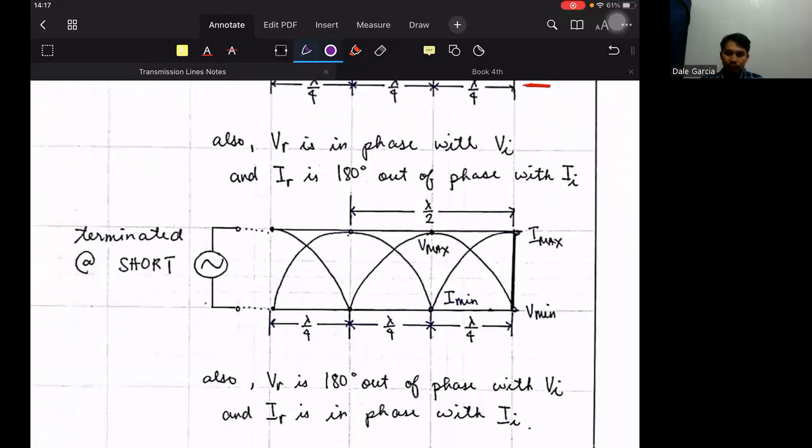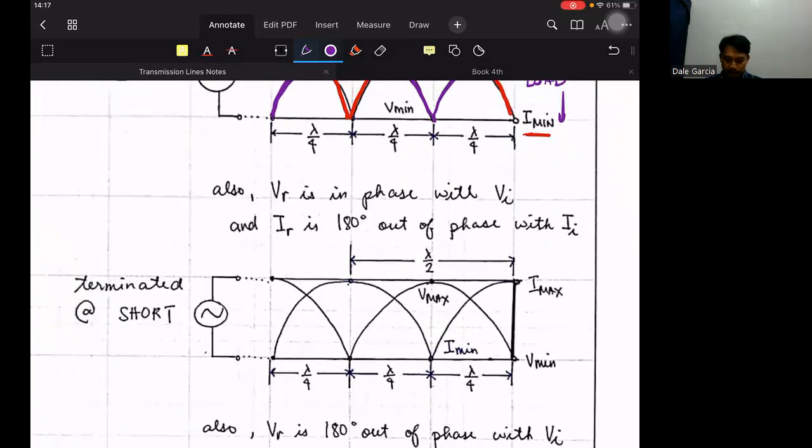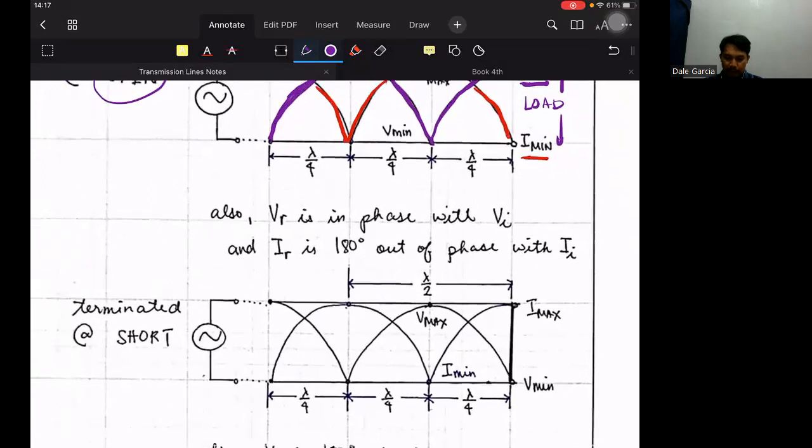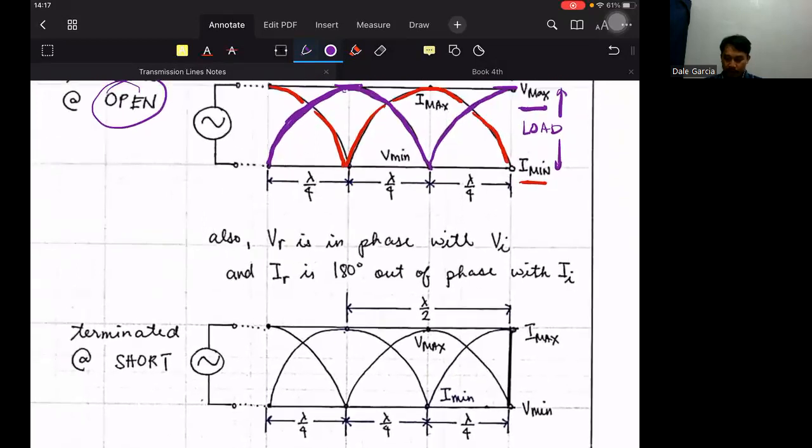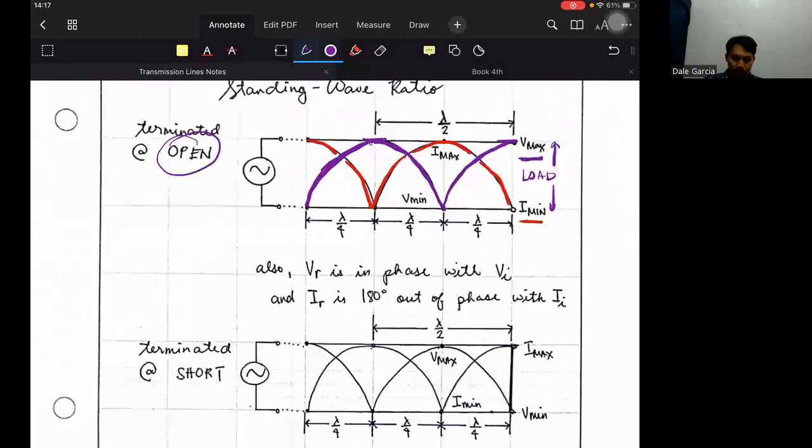So if it is terminated at a short, its response is just the inverse of being terminated at open. In much the same way, if we measure current or voltage on a shorted line, on a shorted line, voltage is equal to 0, since it is a short. And current is maximum, right? So the same goes here.